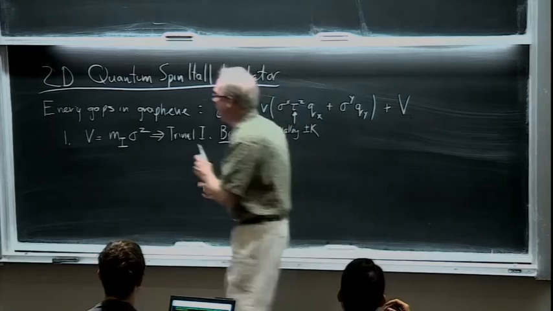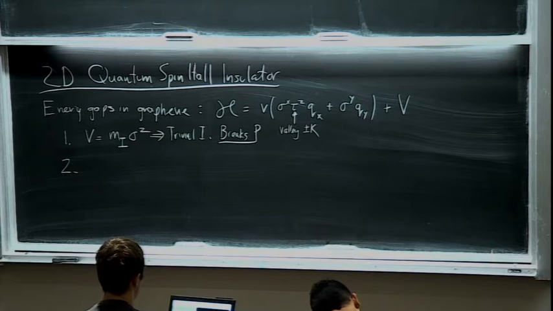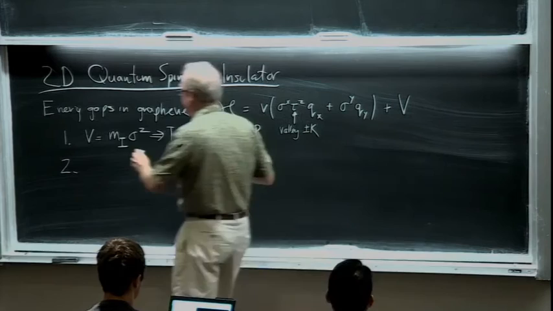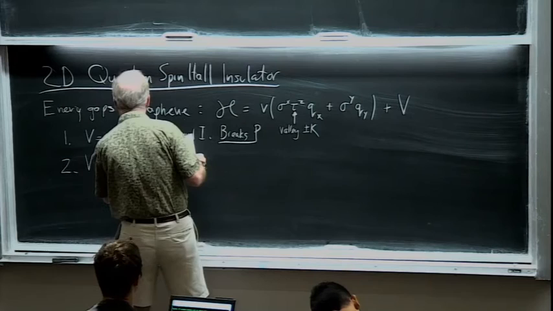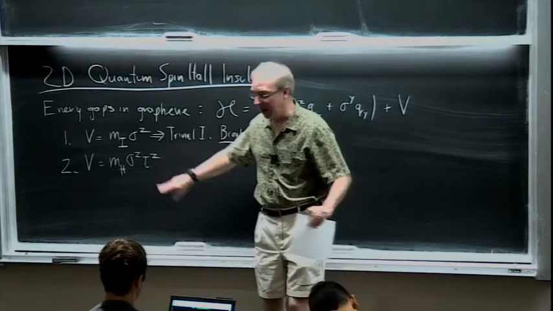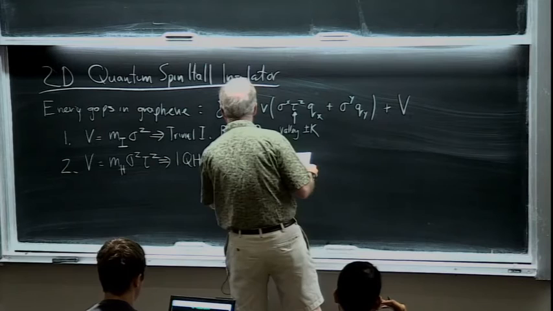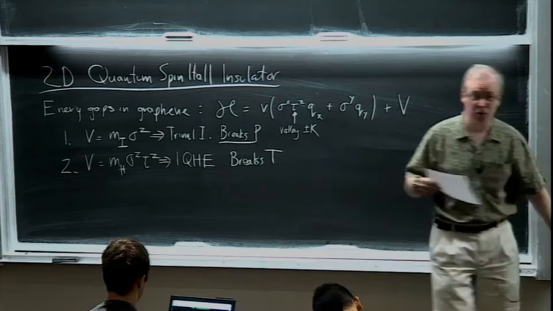Whereas in Haldane's model, Haldane introduces a different kind of periodic perturbation. Instead of an electric field, if you will, he introduces a magnetic field that's periodic, and in that case, Haldane's mass term has opposite sign at the K and the K prime point. So I'll write that as a tau z mass term. This gives me an integer quantum Hall effect, but it breaks T. So you break time reversal symmetry.